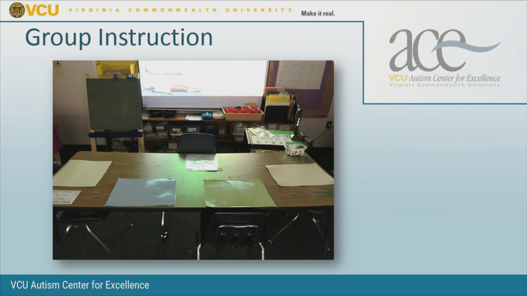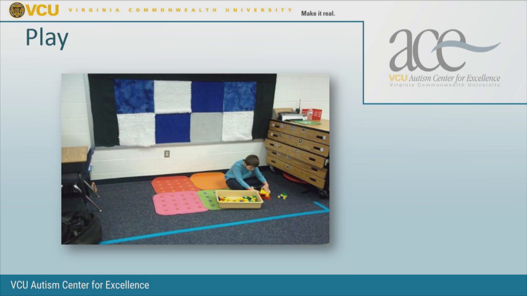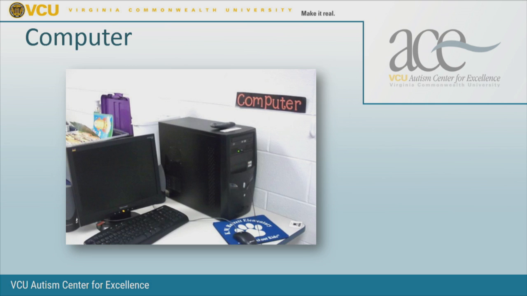Group instruction. This is another area you really want to consider having in your classroom. It's an ideal time to teach students social skills and also work on behaviors such as sitting down, taking turns, and attending to a task. Play area. Depending on the needs of your students, it may be completely appropriate to have a play area included in your classroom. Computer. Again, depending on the needs of your students, it may be a nice area to have in your classroom where they can earn choice time or do individual work on the computer.